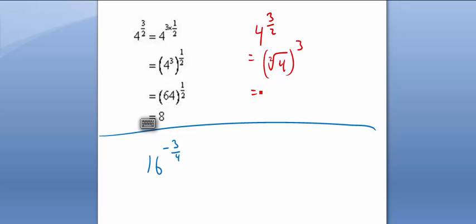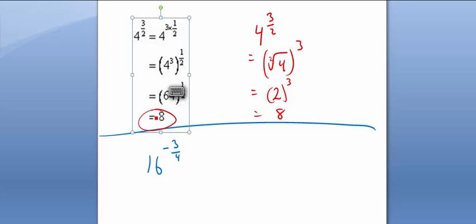So next line equals, what's the square root of 4? Well, that's 2, and I still haven't dealt with the 3 yet. And 2 cubed is 8. Same answer as this one. Different way to get to it. You don't have to get to such big numbers. So that's why I like doing it that way.